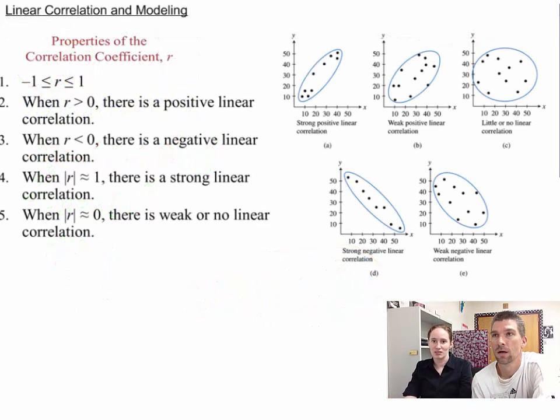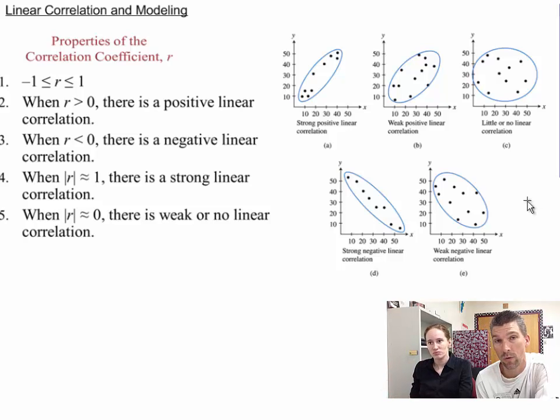Linear correlation and modeling. Whenever we have real life data, we a lot of times try to approximate some kind of linear model that goes with it. When we come up with a linear equation, we have this correlation coefficient R. Whenever we find a line of best fit on our calculator, it gives us an R, which tells us how good of a correlation it is.